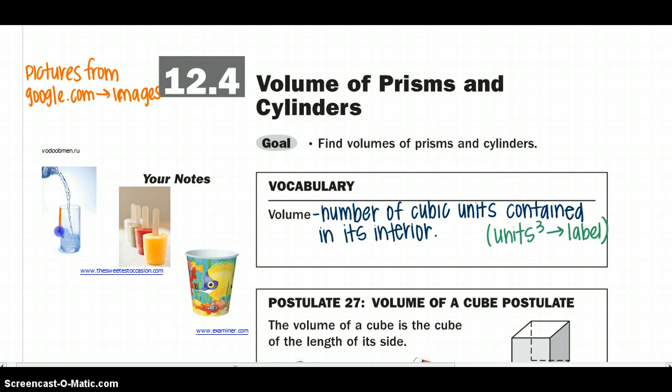Before now, with our glass of water, we were talking about its surface area, maybe of a cylinder, but now the volume is going to be the water. So how much water can I fill in a cup?